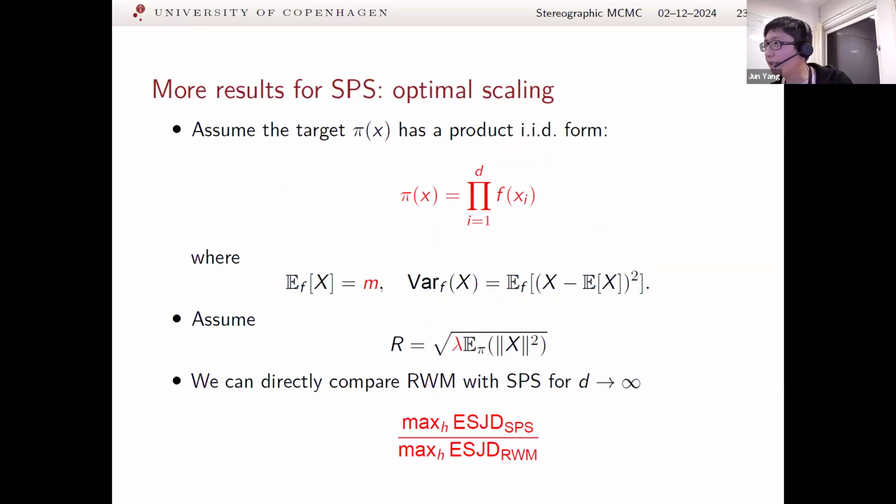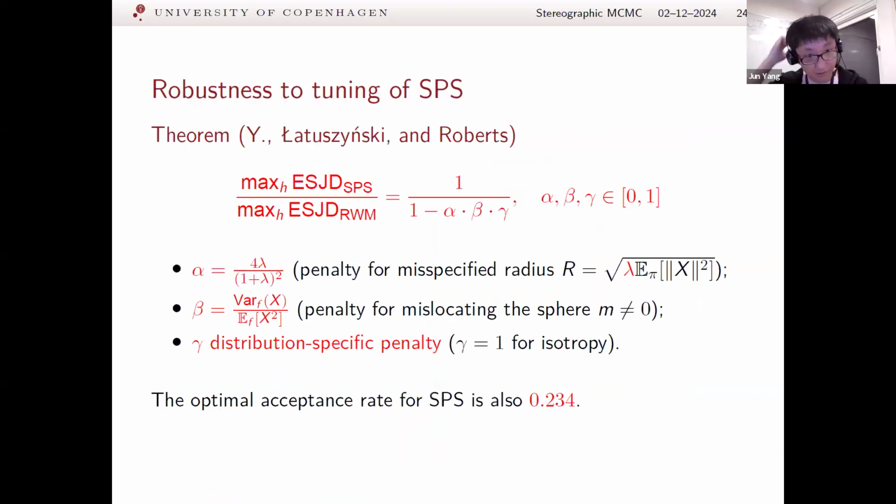Okay, I will go quickly through the optimal scaling result. Perhaps I will skip this result and briefly talk about what it looks like. We also have a direct comparison of these two algorithms, the stereographic bouncy projection sampler and the Euclidean random walk Metropolis. We can establish the maximum expected square jumping distance for both algorithms for the same class of distributions and compare them directly through this ratio. If the ratio is larger than 1, SPS is more efficient than random walk Metropolis.